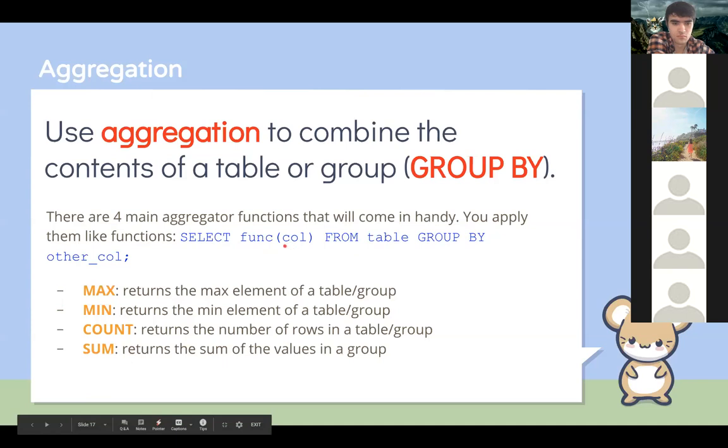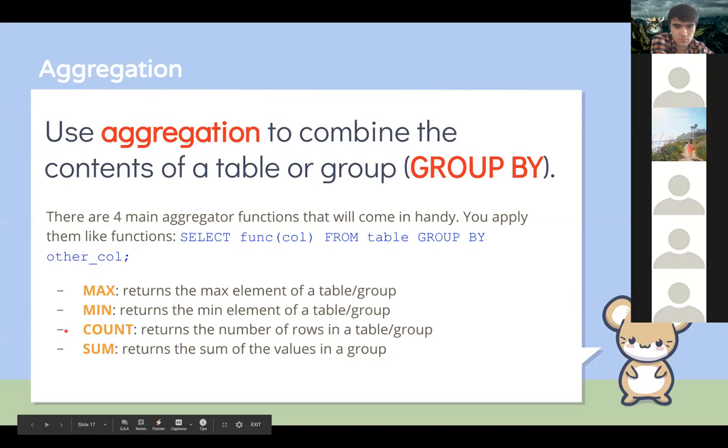And then again, if you're using aggregation, usually you will have a group by statement, okay? And you can plug in any column or any condition that you want to group by, okay? So the four main ones, I'm gonna run through them really quickly. So the first one is max. Again, it just returns the max element of a table or group. Min does the reverse. It will return the smallest or minimum element. The third one is count.